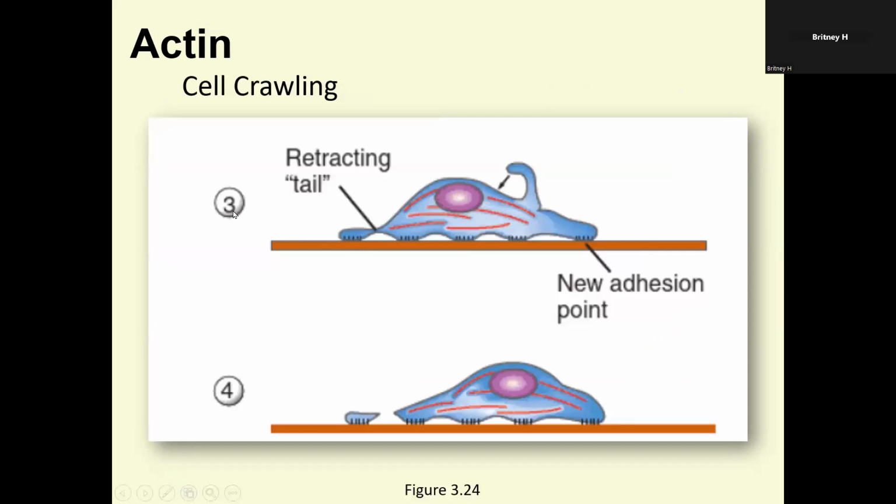So that is step 3. Step 2 then is attachment. Step 3 is translocation, coming forward. And step 4 is release at the tail. Now, anytime I've ever seen this figure, I've seen this exact figure basically in several different textbooks, they always show a little chunk of the cell being left behind. That doesn't seem very efficient for a cell.